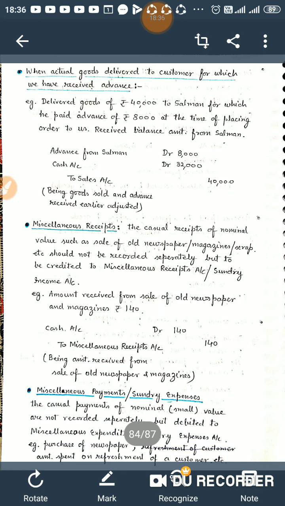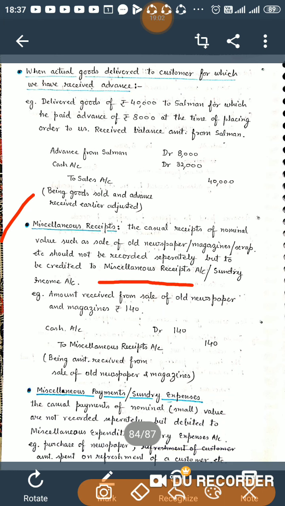Now I'm taking the next point, miscellaneous receipt. Sometimes some casual receipts are received by the business, of a nominal value. Nominal value means a small value, small amounts. For that we do not open a separate account. We should record those nominal receipts under the heading miscellaneous receipts account or sundry income account. Examples of those are sale of old newspaper, sale of old magazine, scrap, etc.